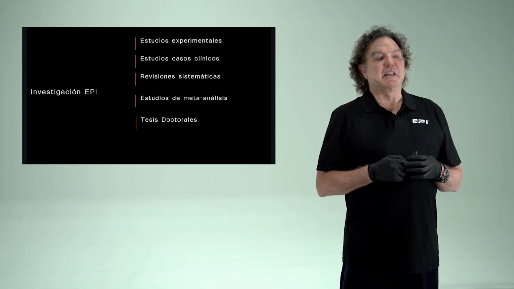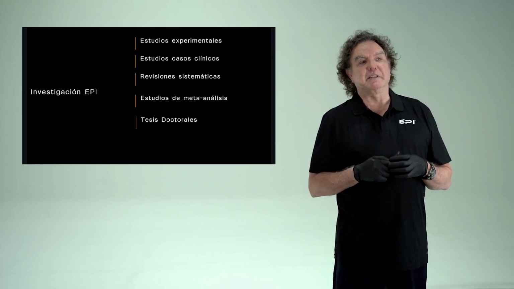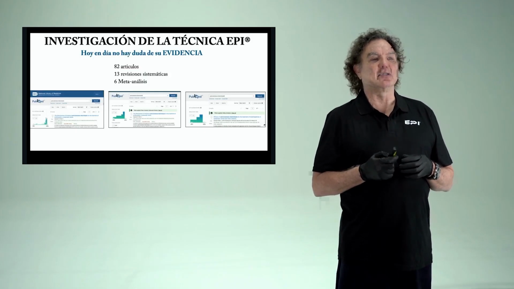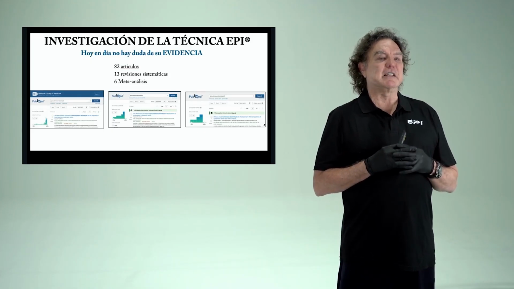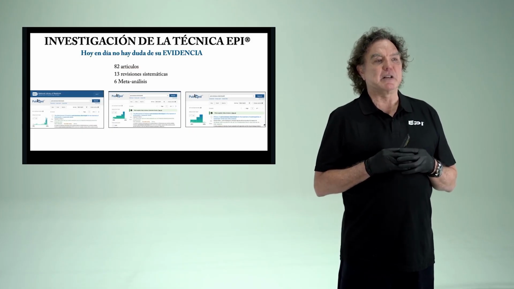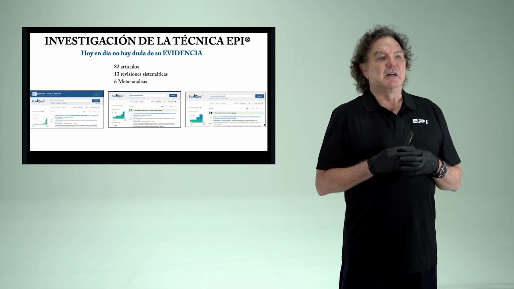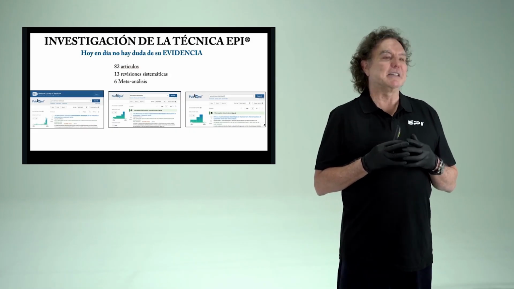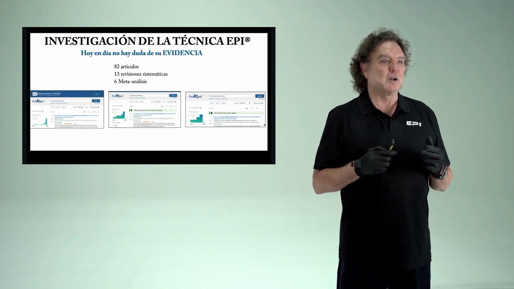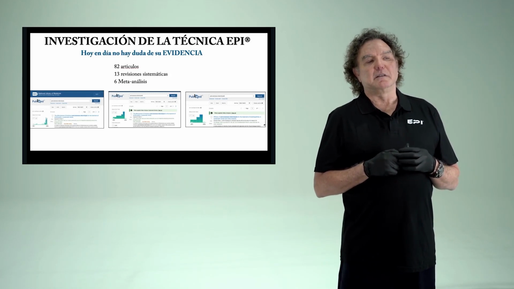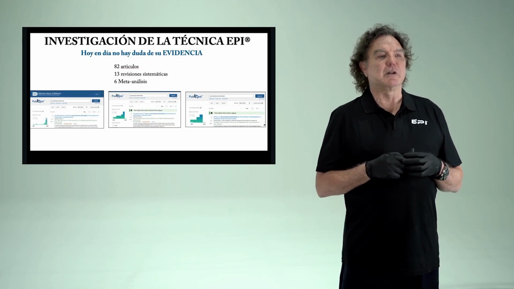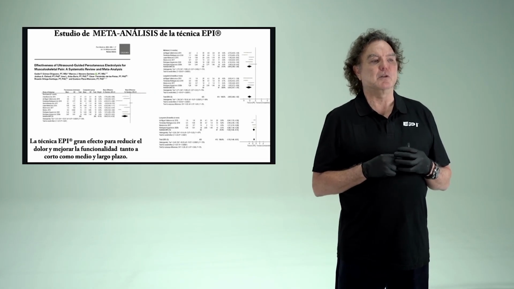Now let's talk about research on the EPI technique. We'll discuss experimental studies, clinical case studies, systematic reviews, meta-analyses, and doctoral theses. Look, if you go to PubMed, you'll see that if you search for percutaneous electrolysis, approximately 82 articles will appear. Out of those 82 articles, there are 13 systematic reviews and 6 meta-analyses. Therefore, nowadays, there is no doubt about the EPI technique. There is no problem regarding its evidence. In other words, it is a technique with scientific evidence.